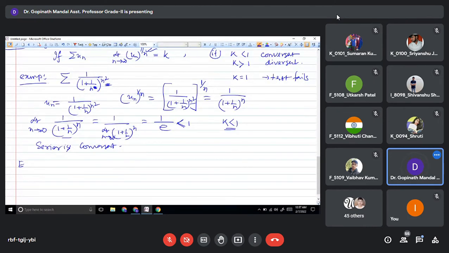Example 2. Test the following series for convergence. Summation of (n plus 1) to the power n x to the power n by n to the power n plus 1.